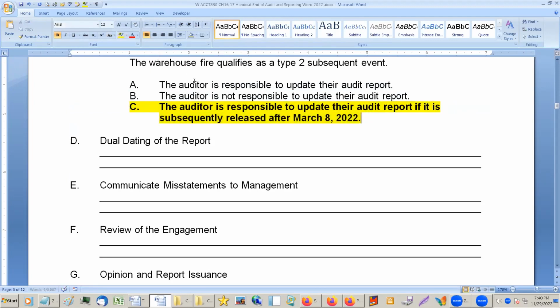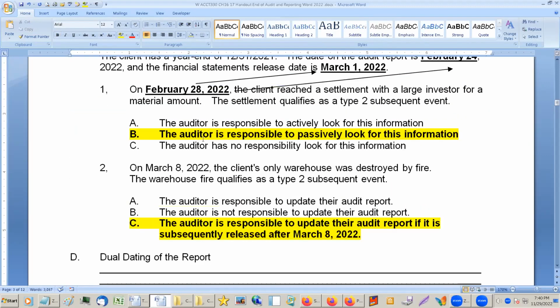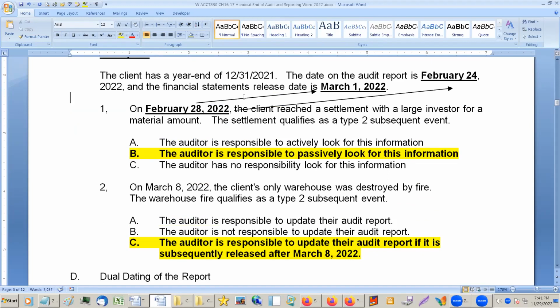They actually have no responsibility to report on this. It's after the issue date.